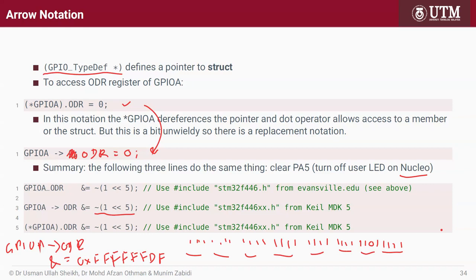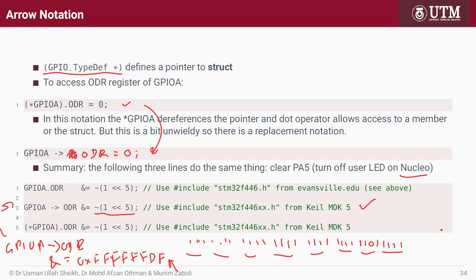Nobody wants to do this. This is old style. The effect is the same: you AND the ODR with FFDF, you will clear bit 5. But don't do this, please. So this is the style: you put 1, shift 5, and invert. You will get 1 at bit 5, and then you invert and you get this mask, FFDF. So this is the method to use.